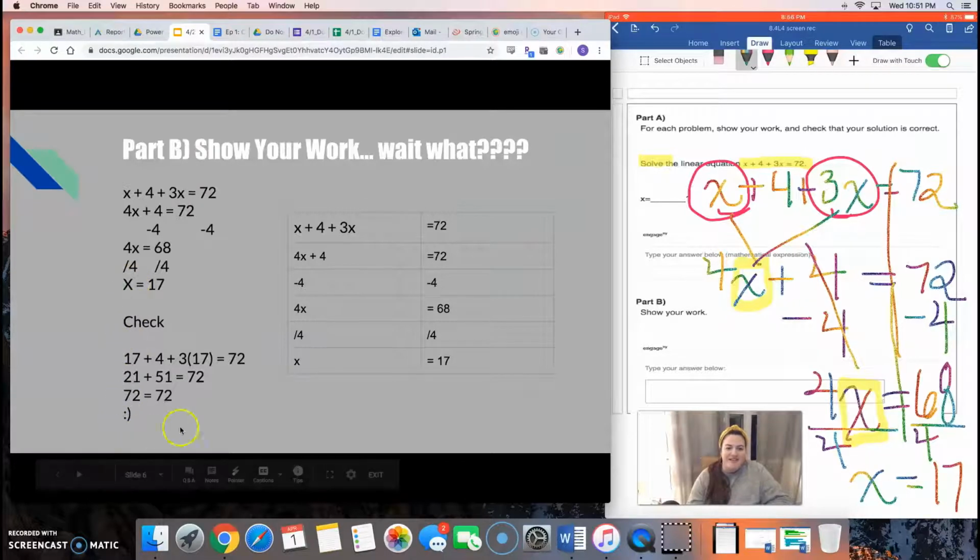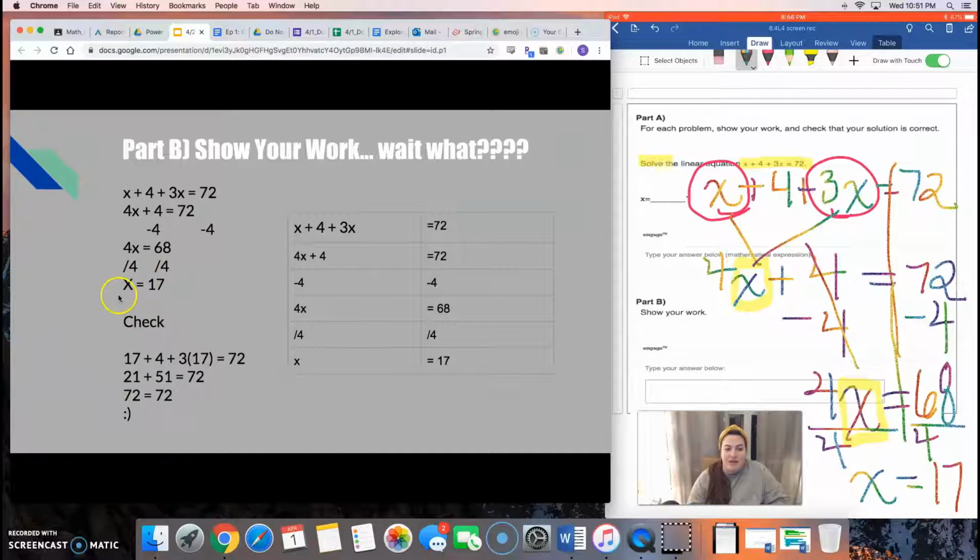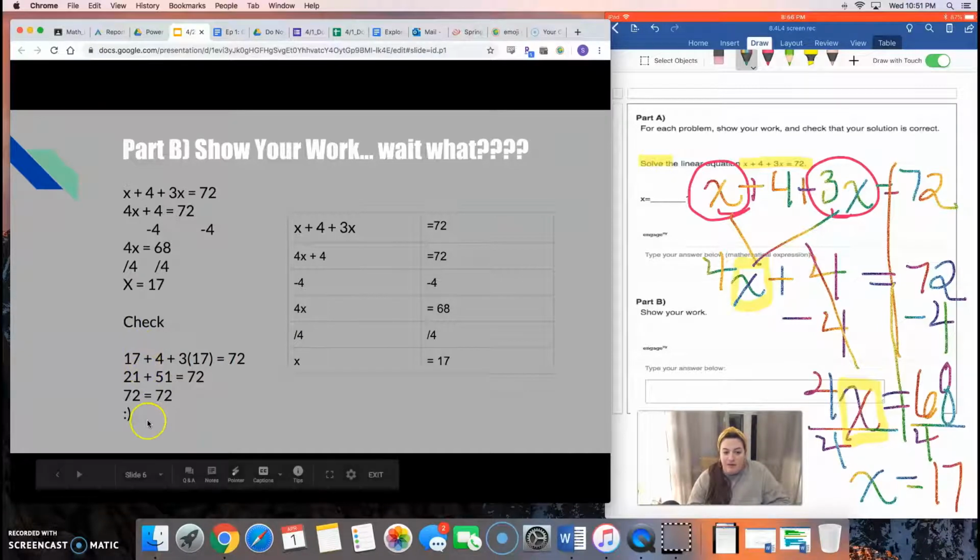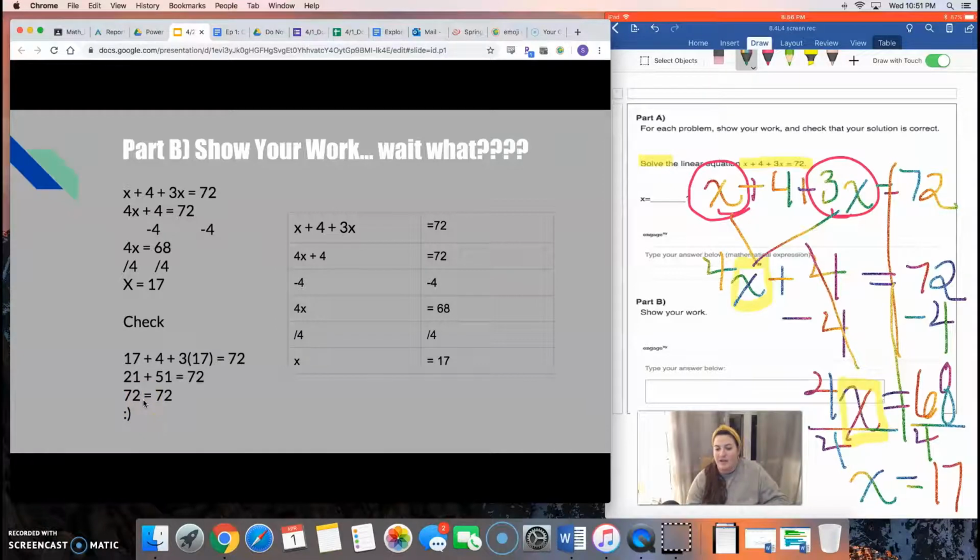Oh, hey, look at this. And then I even was able to show my check, which if you don't remember, is a part of your CFS. So when I got the solution of x equals 17, I substituted it back into the original equation and I simplified everything on the left-hand side. And once I got it to match the right-hand side, I knew that I had the right answer.